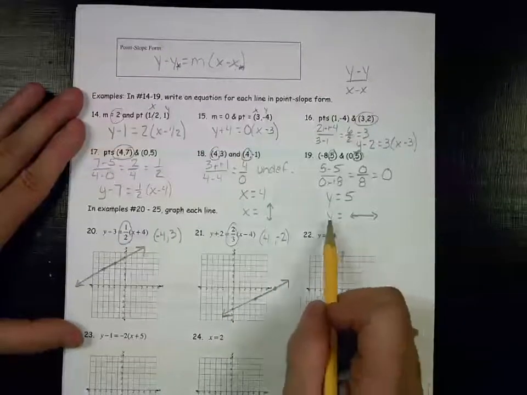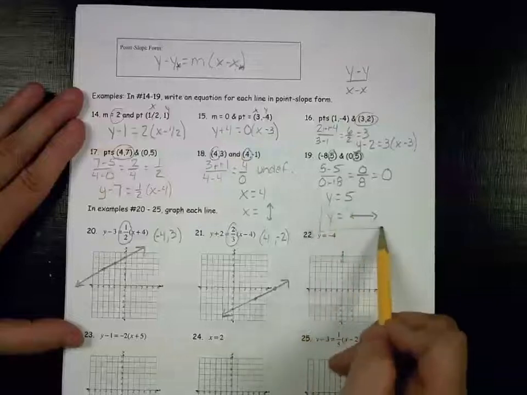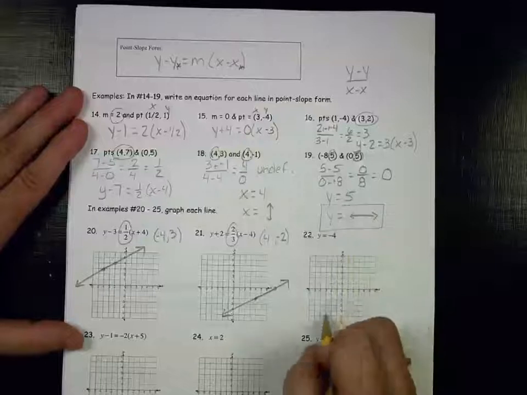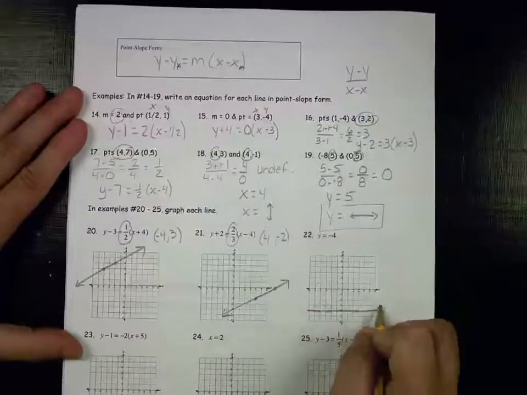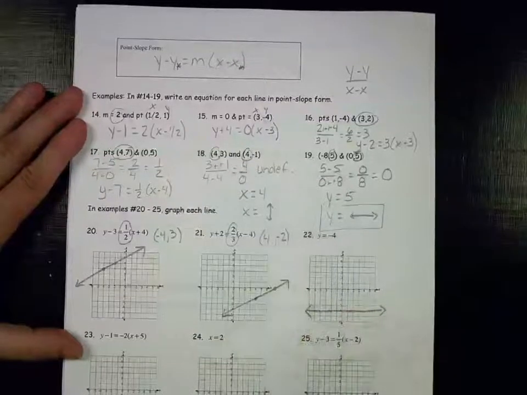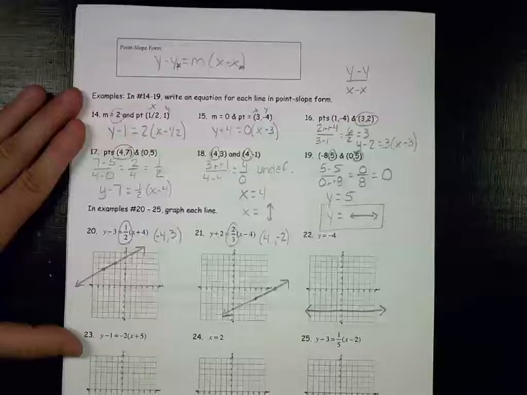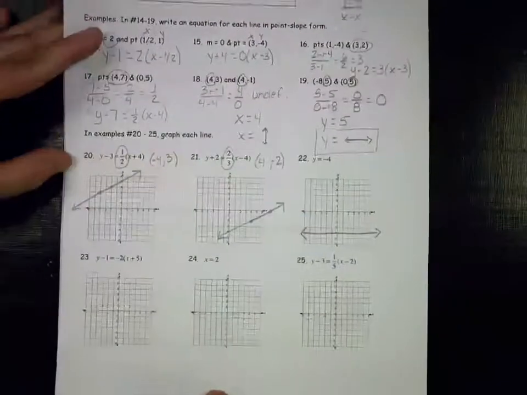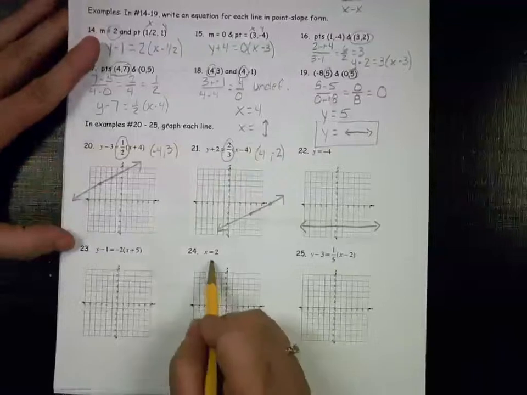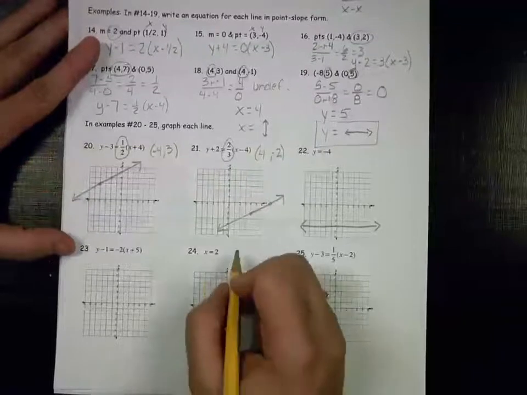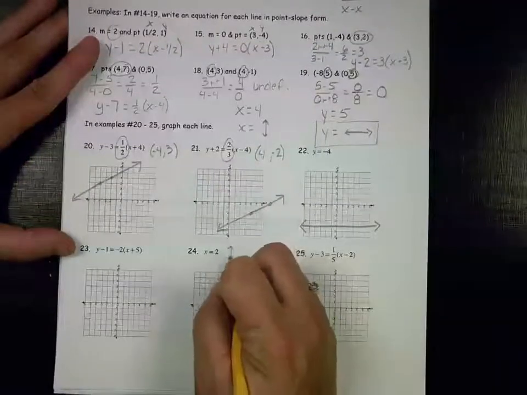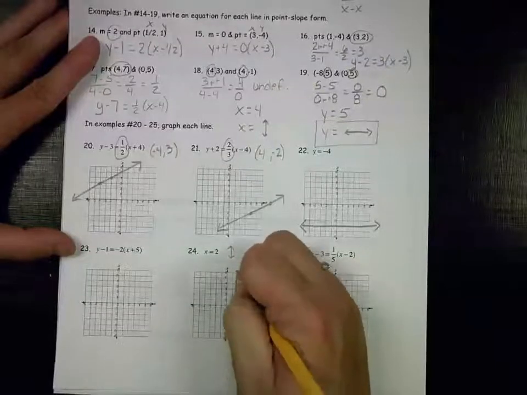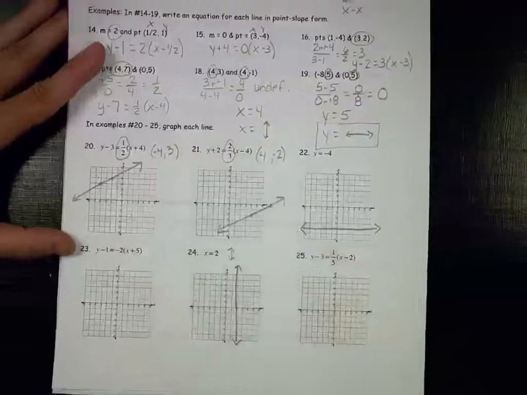22, here's a reminder. Y equals is a horizontal line, and this is negative 4. So our line is going to go right across there. And as long as we're talking y equals, let's look at 24, which is x equals. X equals is a vertical line. So it's going to go right there.